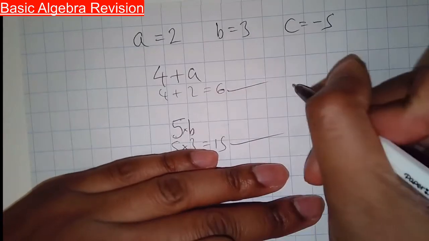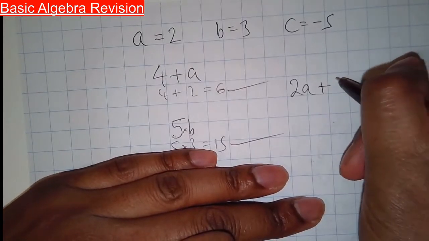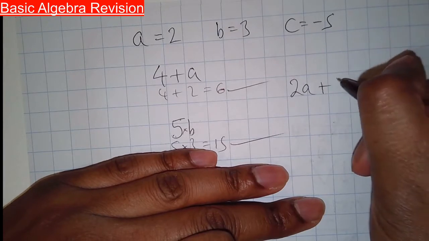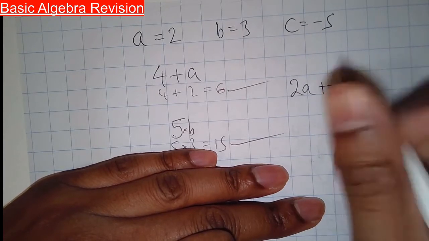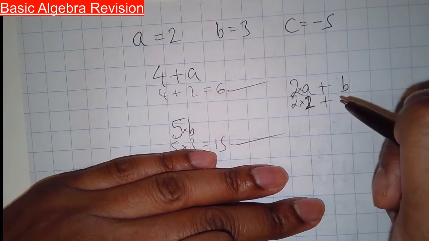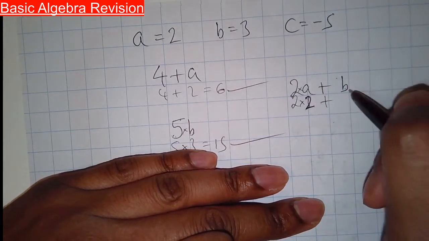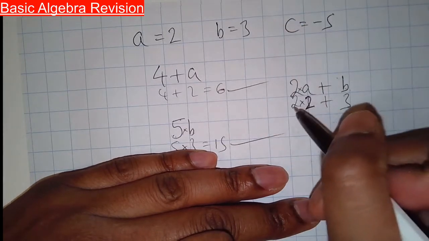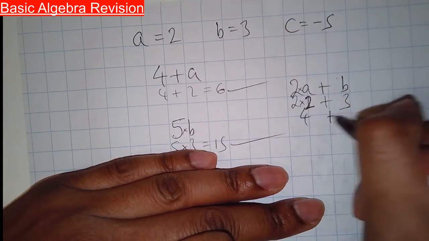Let's try something a bit more complicated. There. Replace the a. Remember, there's an invisible times sign. A is worth 2, and the b is worth 3. 2 times 2 is 4. 4 plus 3 is 7.